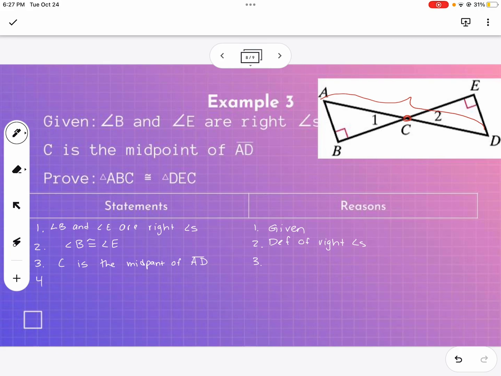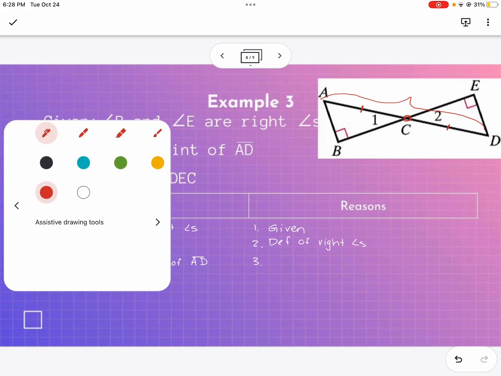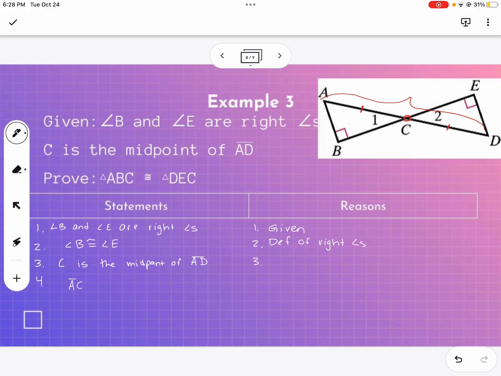So I can say here, I'll go back to red for a second, that this little segment must be congruent with that little segment, right? If C is the midpoint, it cuts AD exactly in half. So AC must be congruent to DC. And I ordered the letters that way because it looks to me like A and D are going to be corresponding letters. So that's why I did DC instead of CD, okay?